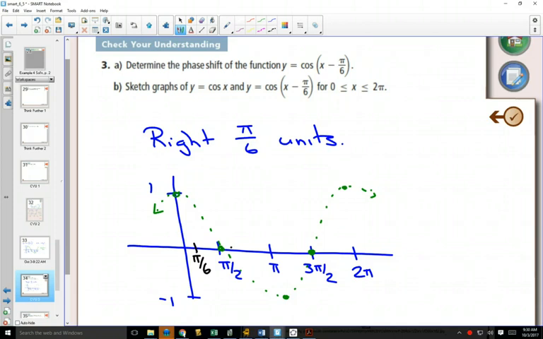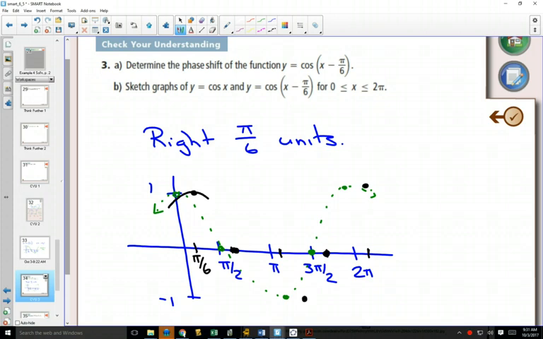So this one is going to shift to here, this one to there, this one to there, and this one to there. So I make all of my tick marks along my axis move pi over 6 to the right. Then I'm going to take each of my points. This maximum needs to shift pi over 6 to the right. This one at the middle shifts pi over 6 to the right. This minimum shifts pi over 6 to the right. This middle value shifts pi over 6 to the right. And this maximum shifts pi over 6 to the right.